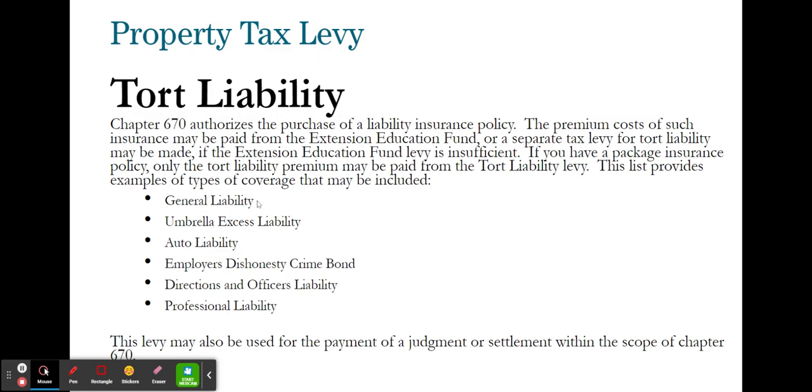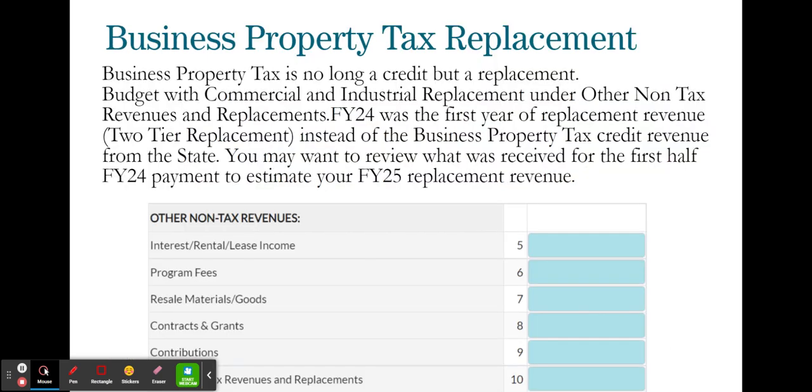And this includes just a listing of examples of types of coverage that may be included. This levy can also pay for the payment of a judgment or settlement under the scope of Chapter 670. So you could keep that in mind as well. A change, or not necessarily a change, but more of a consideration as you budget for fiscal year 25.